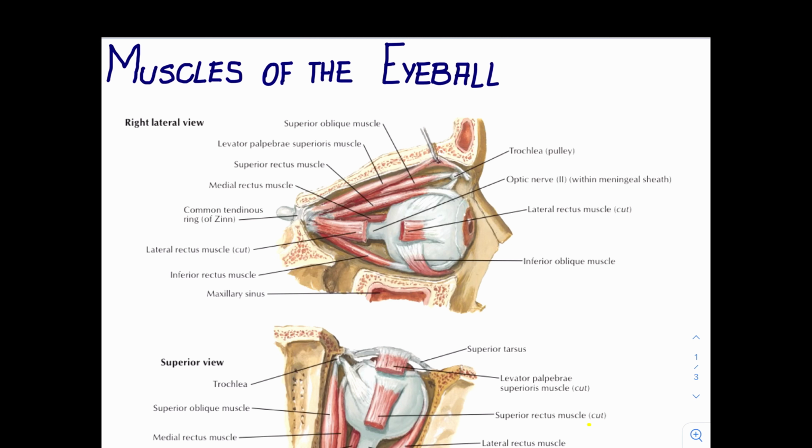The superior rectus has its origin from the tendinous ring on the posterior wall of the orbital cavity, and it has its insertion at the superior surface of the eyeball, just posterior to the corneoscleral junction. It has its nerve supply from the oculomotor nerve, the third cranial nerve. Its action is to raise the cornea upward and medially.